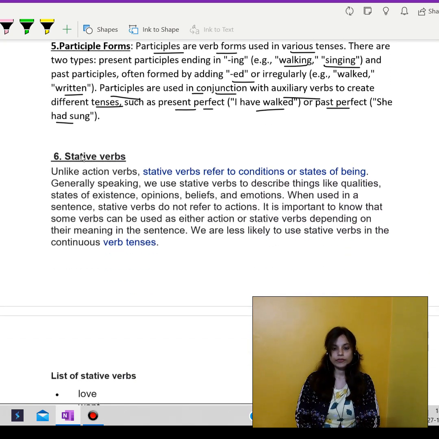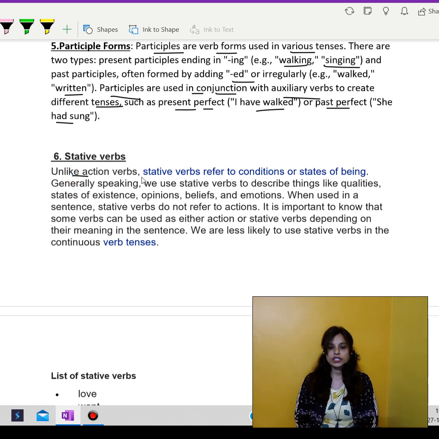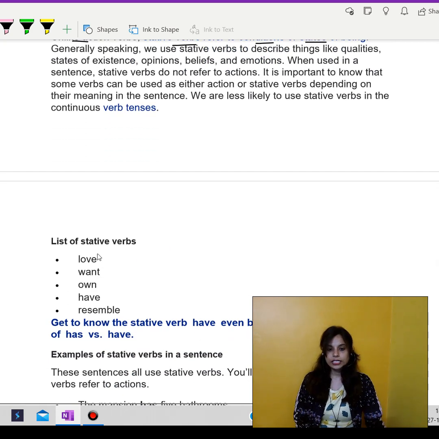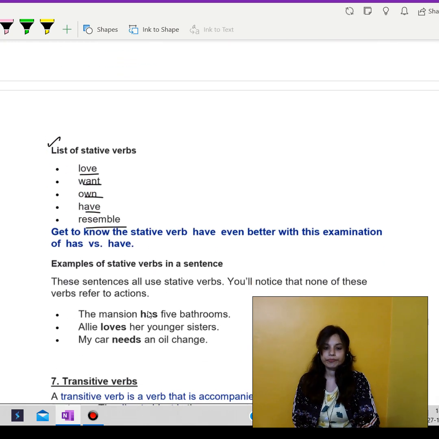Then let us move over to stative verbs. Unlike action verbs, stative verbs refer to conditions or states of being. Generally speaking, we can talk about feelings of love, happiness, opinions, beliefs, emotions. All these would come under stative verbs. There is a list of stative verbs given, like love, want, own, have, resemble. So all these are stative verbs.